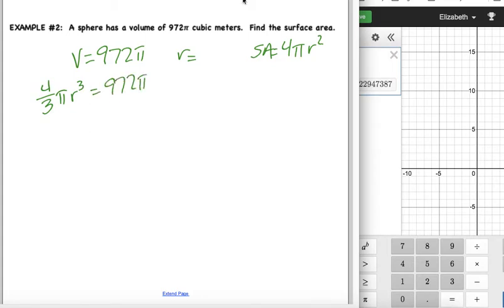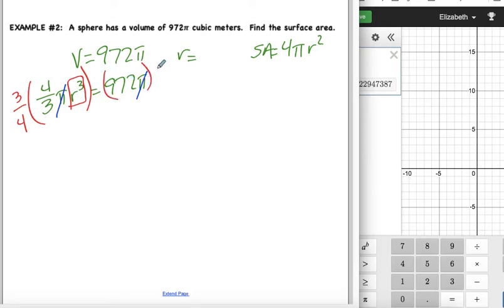What I love about this problem is that they did give it to us in terms of pi, so we can just cancel the pi's out and be using nice numbers through our work. The first step is to isolate the r cubed. And to isolate the r cubed, you're going to be multiplying by the reciprocal of 4/3, which is 3/4. Very important to remember to do that.